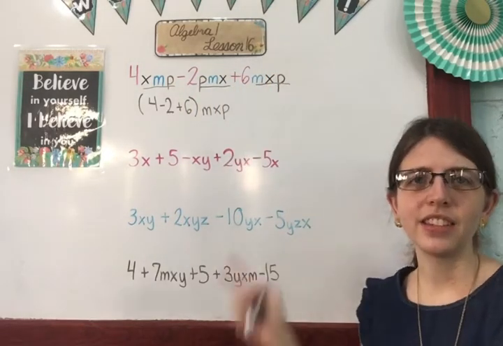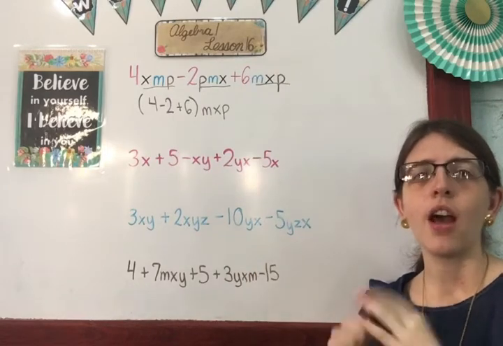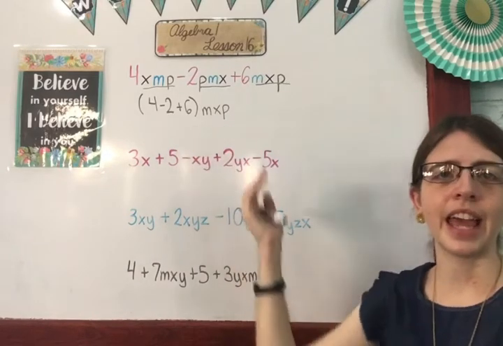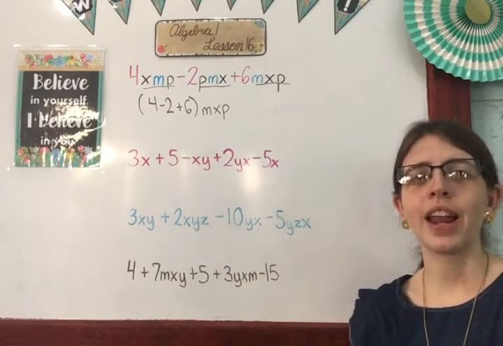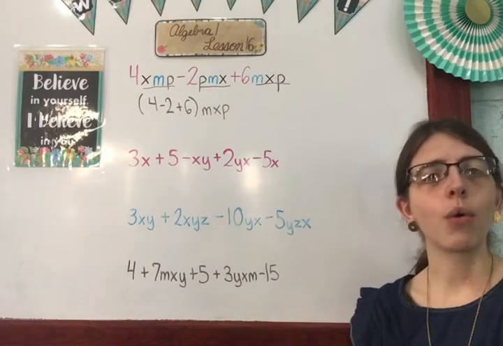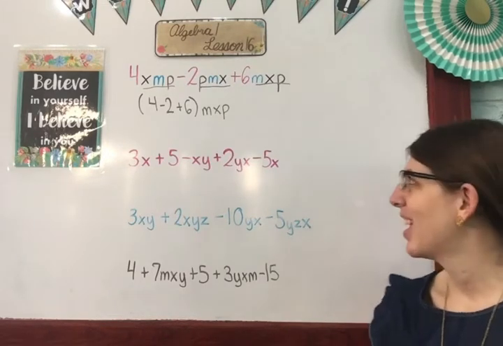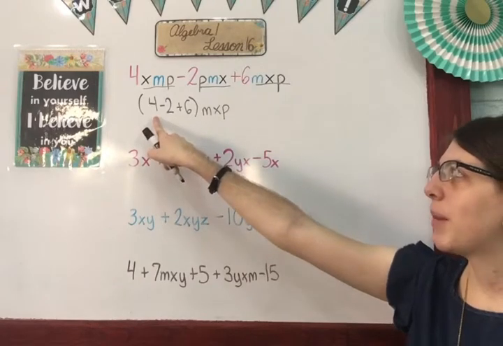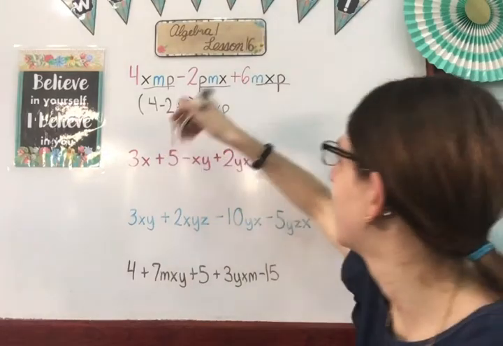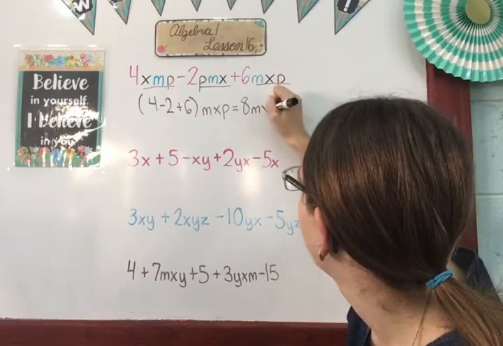Okay? Now this is not something that you have to write out each time that you do like terms. This is just to illustrate that this is how it works, okay? And you can write your letters, again, in any order. So if you would choose to write XMP or PXM, it doesn't matter. It does not matter at all what order you choose to write your letters. They just all have to be there and they have to be the same. So now I combine my numerical coefficients. 4 minus 2 is 2, plus 6 is 8. So my final answer is 8mxp.